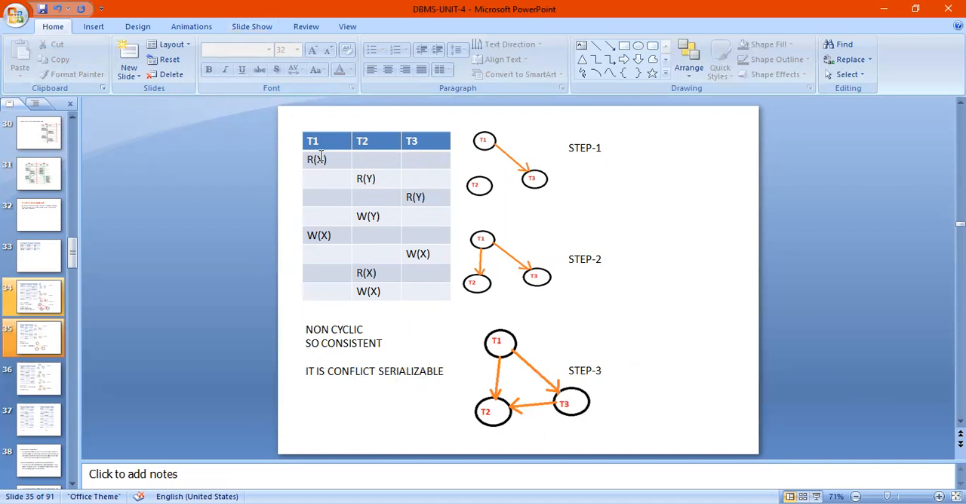So let's see the table. T1, T2, T3 are the transactions. R is a read and W is a write. Read of X, nothing and nothing. Here, time slot, read of Y and time slot, read of Y, time slot, write of Y and time slot, write of X, time slot, and W of X. Here time slot, read of X and read of, time slot, W of X and time slot.